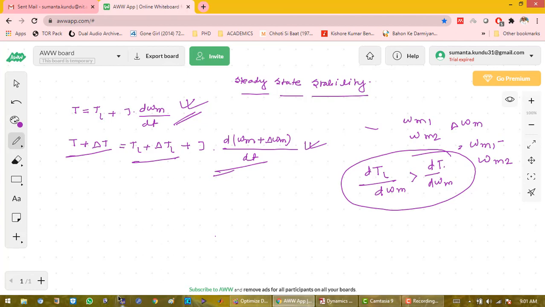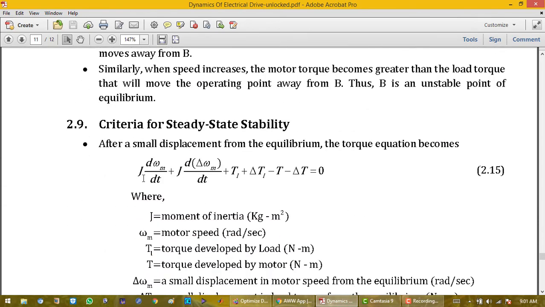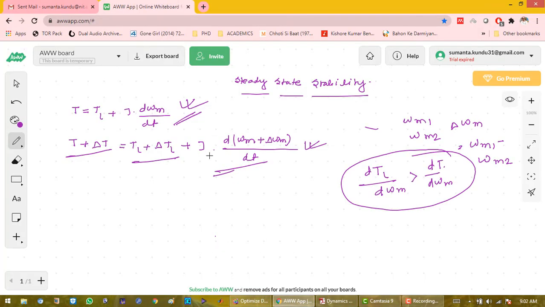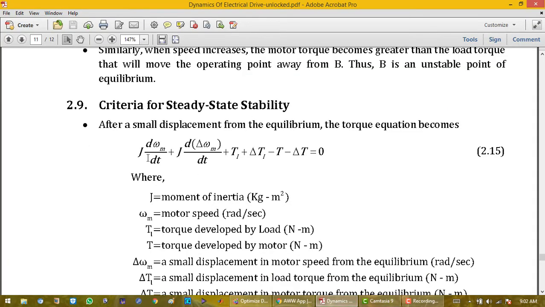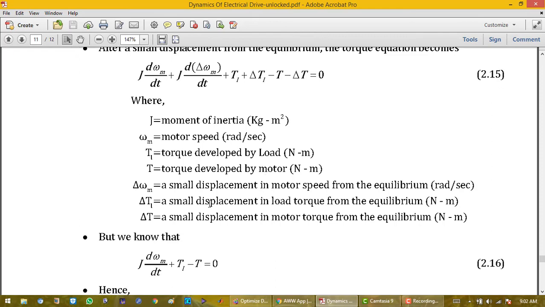From here we get d omega m by dt. If we simplify this, J d omega m by dt plus J d del omega m by dt equals this torque term with small change. So it becomes this equation, where all these terms we have discussed previously: J is the moment of inertia, omega m the speed, TL the load torque, T the torque of the motor, and these are the changes in the torque of motor and load due to the small perturbation.